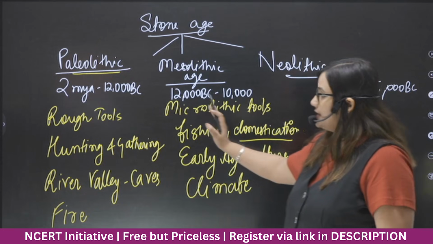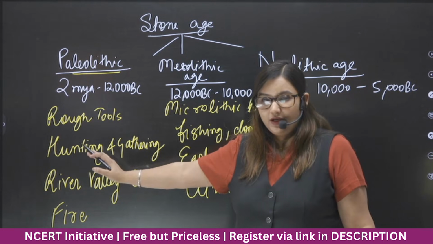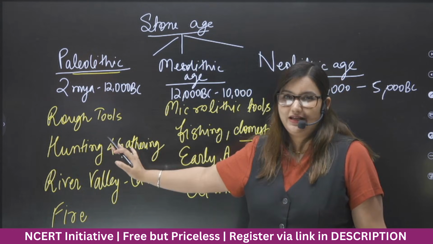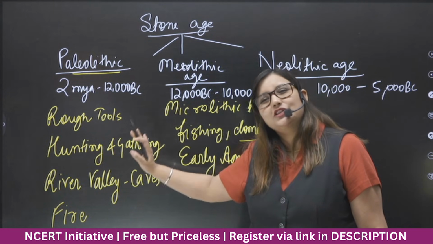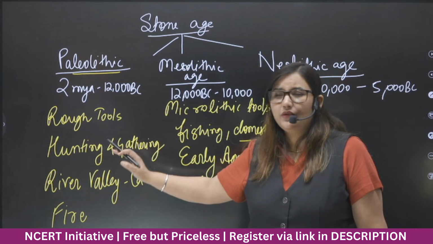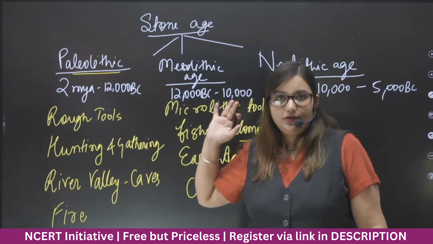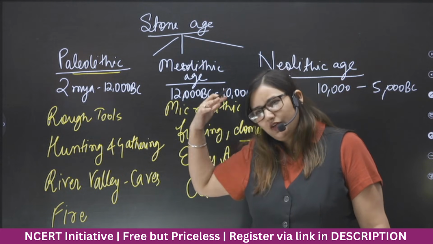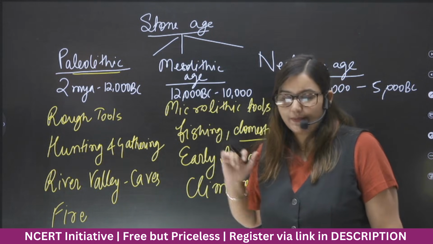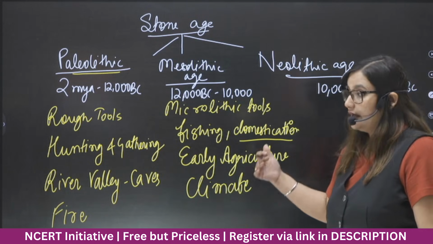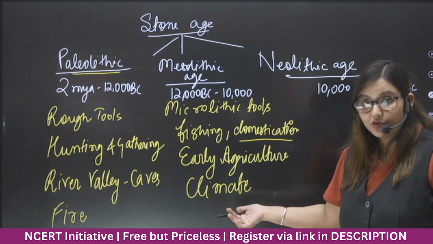Because before this there was an ice age. It was too cold. Human beings could not survive nicely. Their life expectancy was too low. They were always fearful. They never knew how to deal with their living situation. There was a kind of survival crisis, you can say. Now tools improved, life improved, climate improved, agriculture was there.